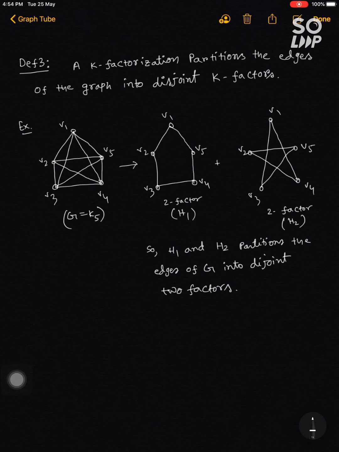Look at this example. Let G equal K5, and H1 is a 2-factor and H2 is a 2-factor. Note that H1 and H2 partition the edges of G into disjoint 2-factors. So this is a 2-factorization of the graph G.